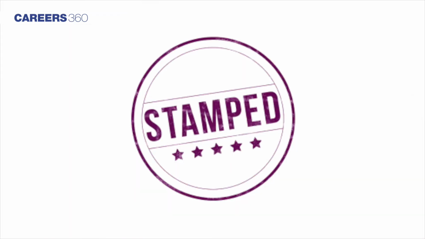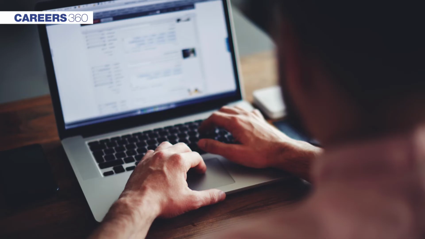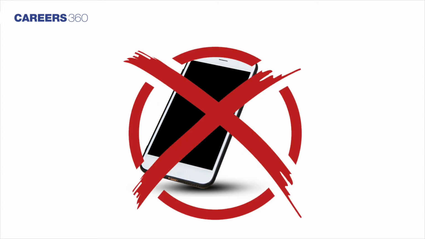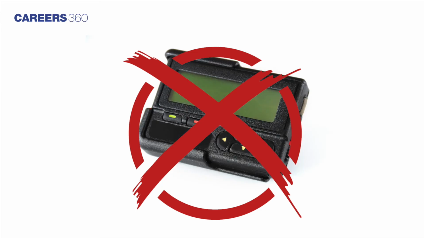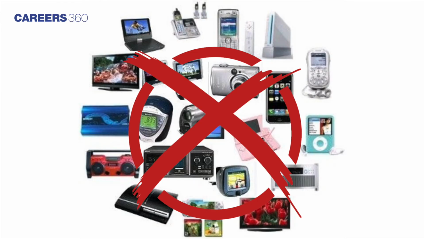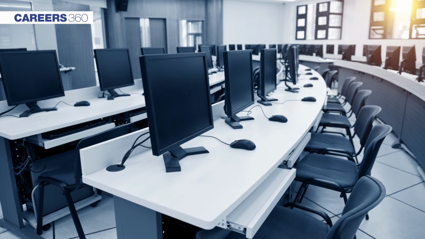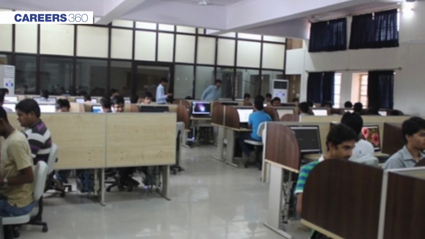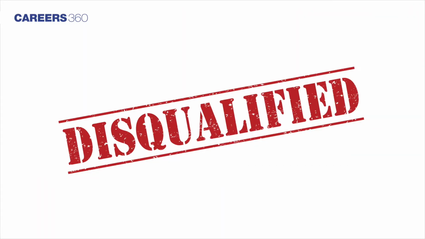The admit card must be stamped by the invigilator at the test center when appearing for the SNAP Test 2020. As a part of the identification process, a photograph of the candidate will be captured at the test center. No laptop, cell phone, camera, calculator, beeper, or any similar electronic communication gadget will be allowed at the test center. Candidates will not be allowed to leave the computer lab or test hall for any reason once the SNAP Test 2020 has begun. If found that a candidate is violating the instructions of the test invigilator, then he/she will be disqualified.